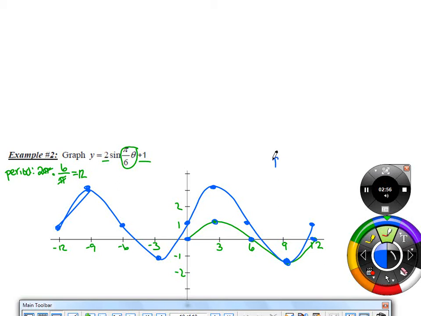Okay? So the period, we calculate it as 12. The amplitude of this graph is 2. Okay? The domain is all real numbers. The range, notice that my points bounce from negative 1 to positive 3. So negative 1 is less than or equal to y is less than or equal to 3. Okay? And the zeros of the graph, I would have to actually set it equal to 0 and solve. We're going to get more into that in the next unit. Okay? So let's look at another.